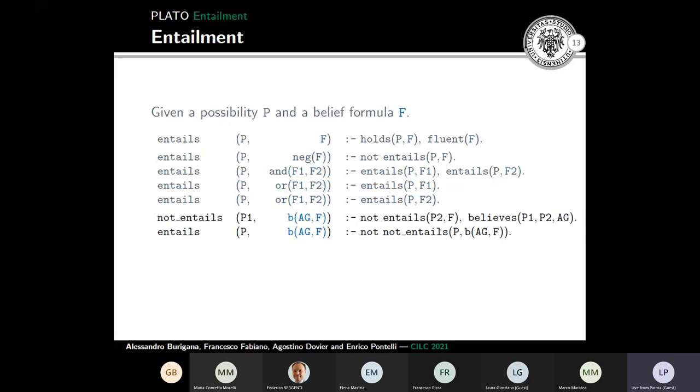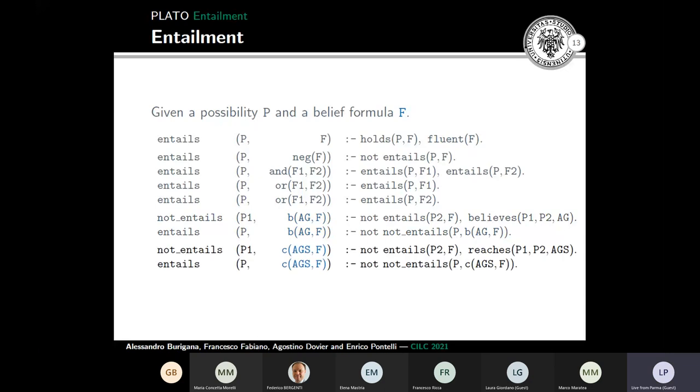Then we go to the belief formulas. So our formula B_AG F, so agent AG believes that F is true, holds in possibility P if in all the successors of this possibility, the formula F is true. So we check it in this way with a not_entails atom as a helper. And similarly, we check for common belief. So given a set of agents, AGS, we want to check that every possibility P2 that is reached from P1 by following these edges labeled with agents in AGS, all of these possibilities must entail F in order for the formula C_AGS F to be true. So it's a similar condition to the belief, only we look for reachability instead of direct successors.